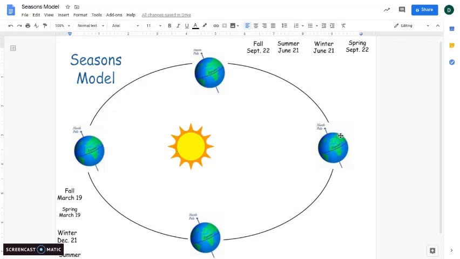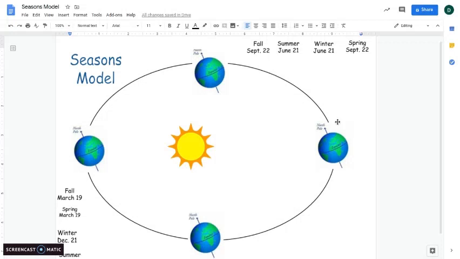Remember, the axis is what the Earth rotates on, and the axis is tilted at 23.5 degrees, which you can see in each of these Earths on your screen. The Earth revolves around the Sun in an ellipse shape, and that is being shown by the black line here.